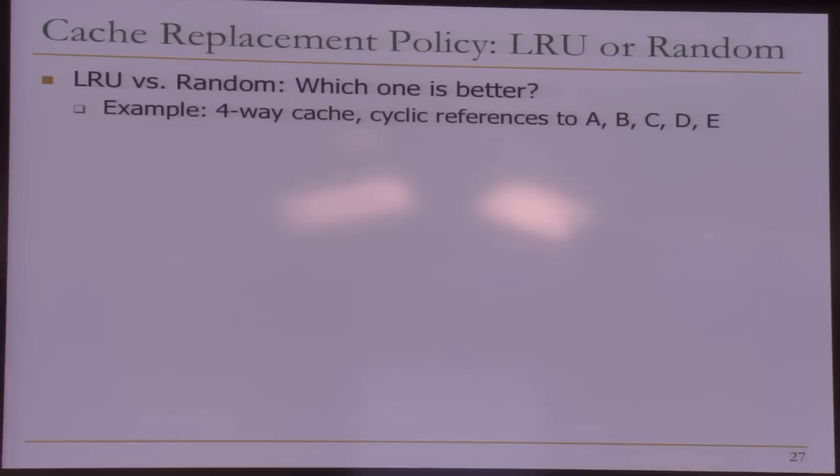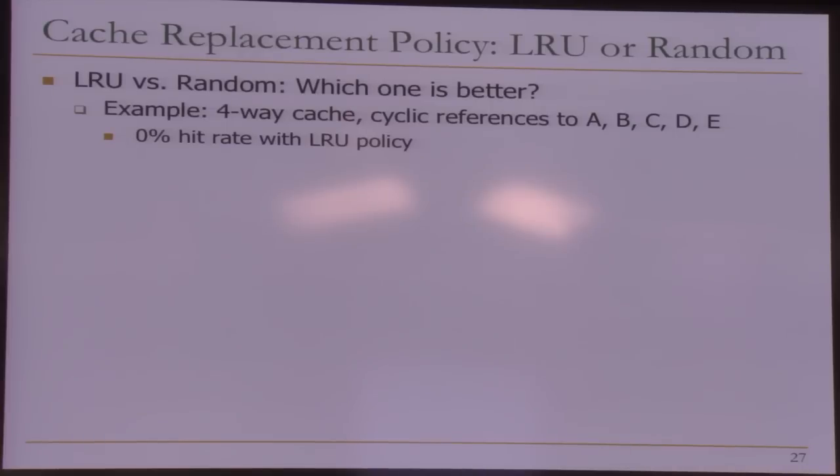And you have cyclic references to A, B, C, D, E. All you do is access A, B, C, D, E, A, B, C, D, E, and so on. With true LRU, you get a 0% hit rate, right? With something else, you may do better, actually, with victim, next victim, because you add some randomness in it. With a random replacement policy, you get a much better hit rate. And I'll let you calculate that.